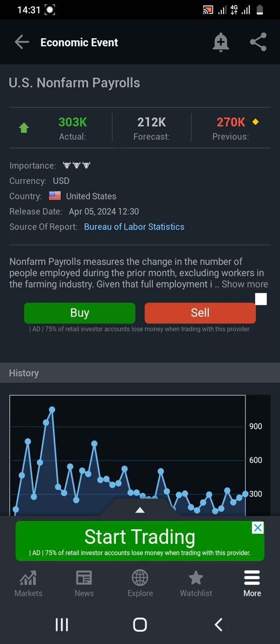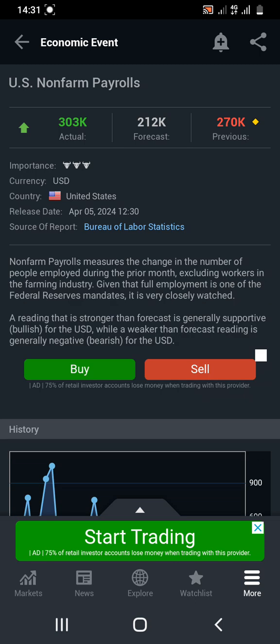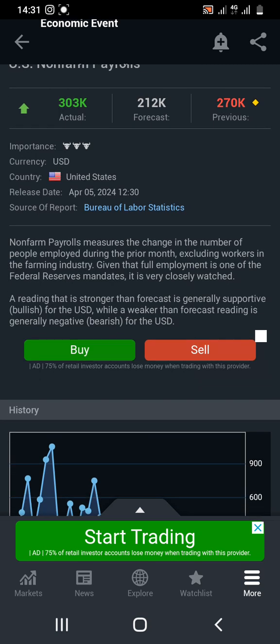All I'm trying to explain is that non-farm payroll measures the change in the number of people employed during the prior month, excluding workers in the farm industry. Given that full employment is one of the Federal Reserve mandates, it is very closely watched. A reading that is stronger than the forecast is generally supportive, that is bullish for the US dollar, while a weaker than forecast reading is generally negative, that's bearish for the US dollar.